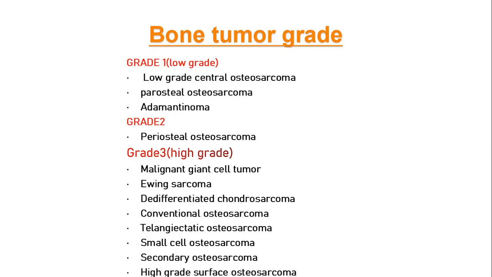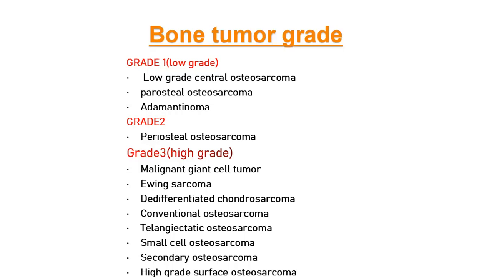A number of different grading systems have been proposed over the years for soft tissues, which include the 2-tier system, 3-tier, and the 4-tier stratification system or schemes. But for our case, I've just created a summary of grading of bone and soft tissue tumors. We have grade 1 being the low grade, which includes the low grade central osteosarcoma, the parosteal osteosarcoma, and the adamantinoma, falling on the first grade, which is low grade bone tumors.